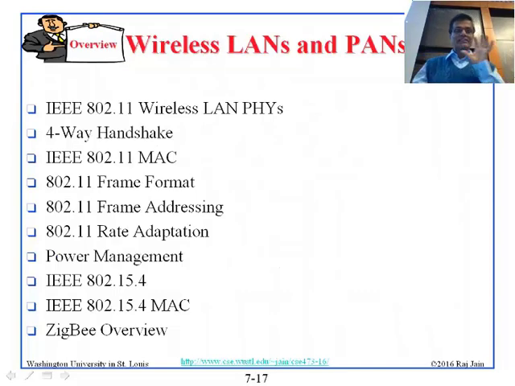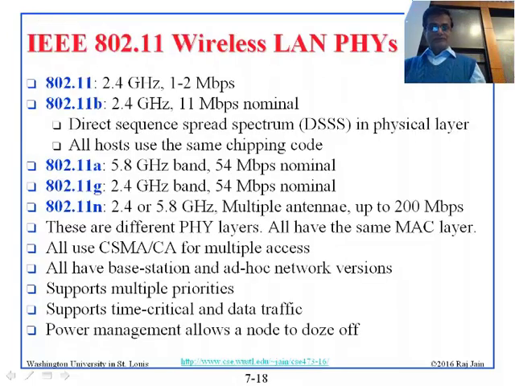Now we talked about actual wireless LANs and PANs. LAN is local area network, PAN is personal area network. So 802.11 is a LAN that we all use, and 802.15 is a PAN that we all use. So we'll talk about those.